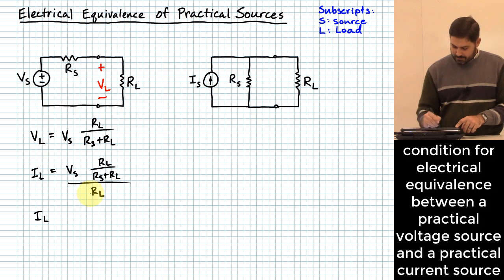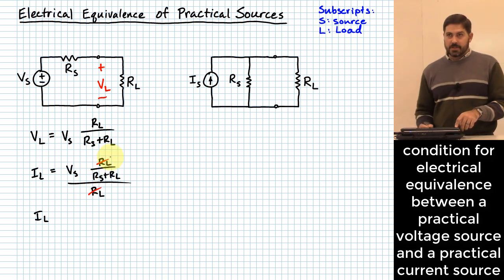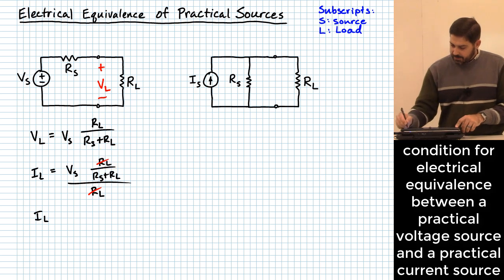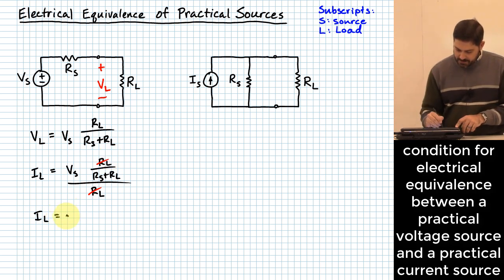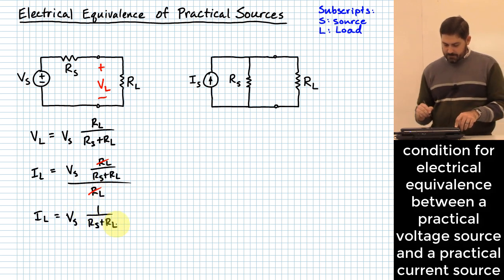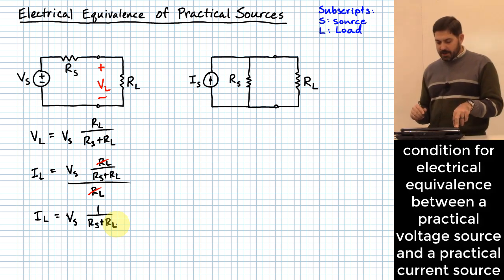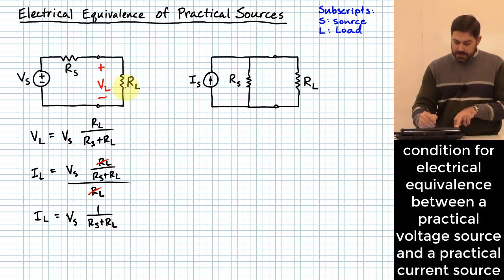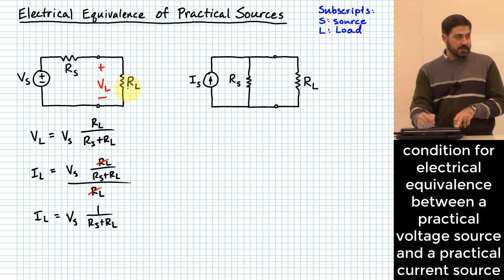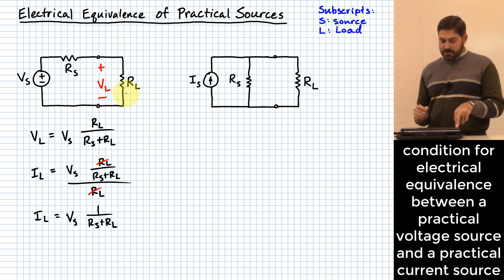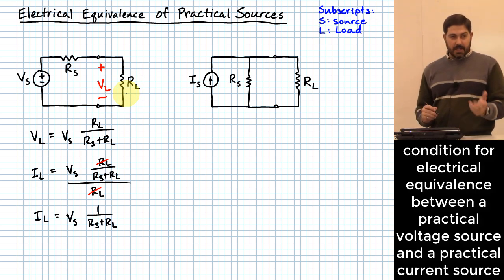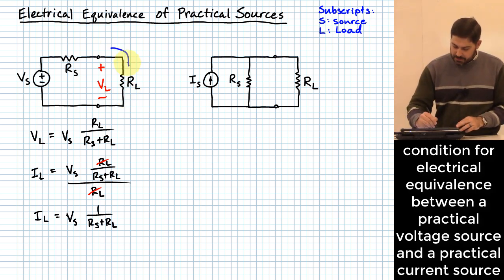What happens with RL? That just divides out, right? So IL is just going to be equal to Vs times 1 over Rs plus RL. The other way that I could have gotten there is to just figure out what the equivalent resistance is across Rs and RL. It's just the sum because they're just in series. And Ohm's law would say that you have just Vs over the equivalent resistance would be Is, or IL, either way. IL is just the current around this loop.